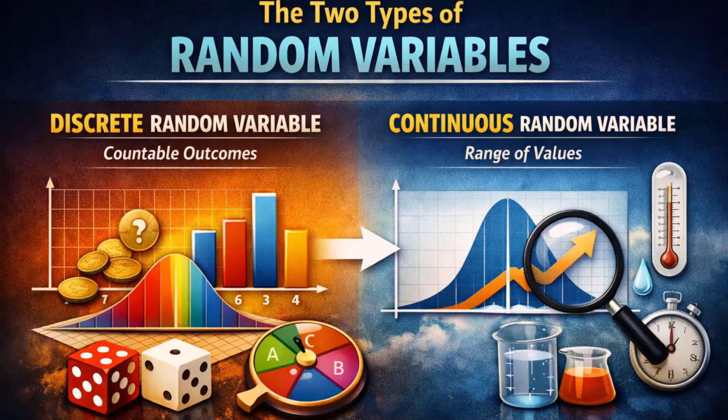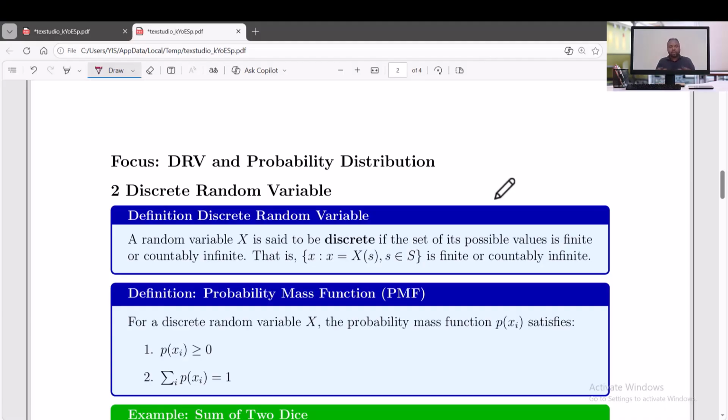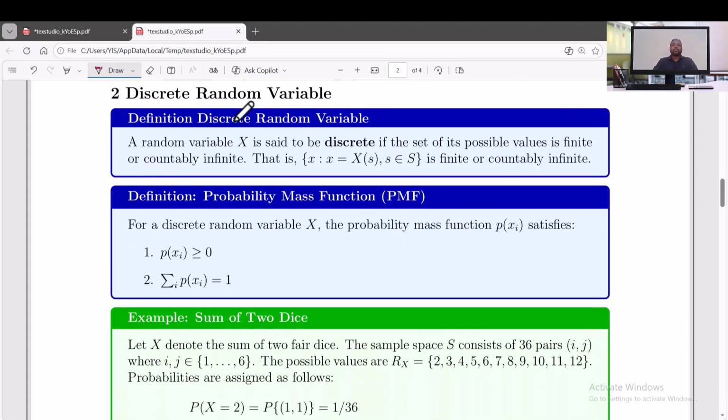But here in this video, the focus is on discrete random variables and probability distribution. So formally, a discrete random variable in probability is defined as follows. A random variable X is said to be discrete if the set of its possible values is finite or countably infinite, meaning that X(s), the functional value of X at lowercase s, where s is an element of the uppercase S, takes finitely or countably infinitely many values.